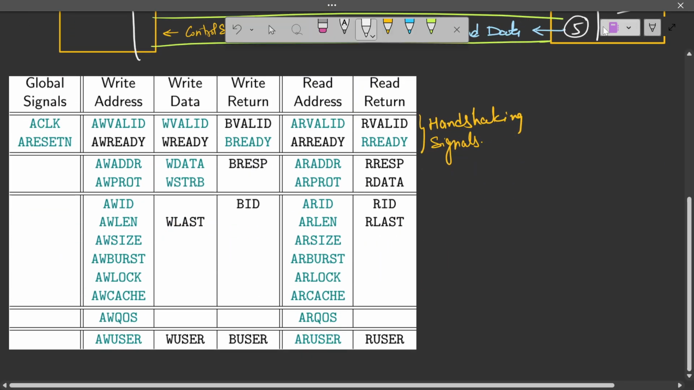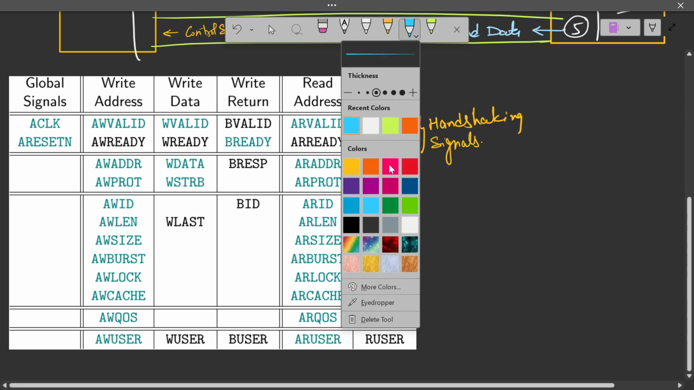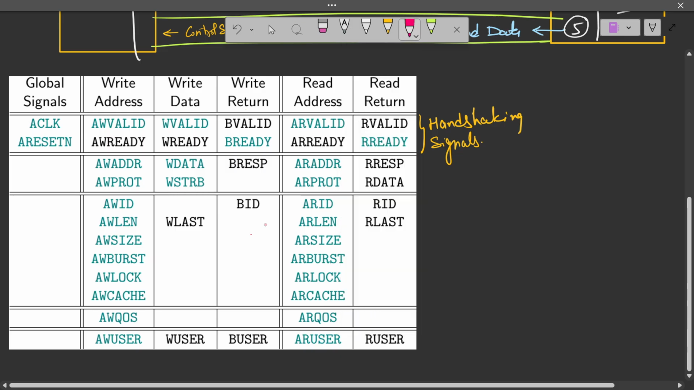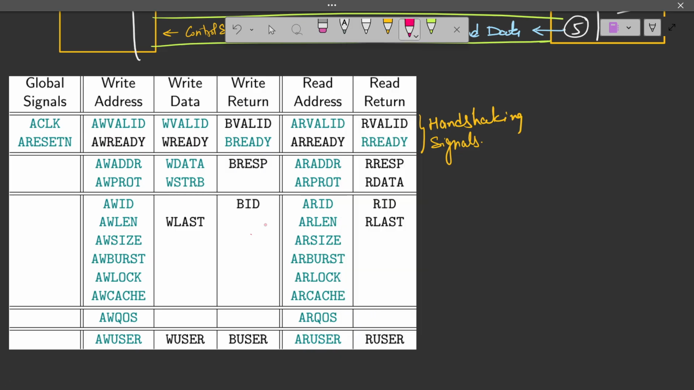Now the signals in AXI. These are global signals, clock and reset. The clock and reset are applied to any digital circuit to make it work. AWVALID and AWREADY, actually these are valid and ready signals. If you see, these are common among all the channels.